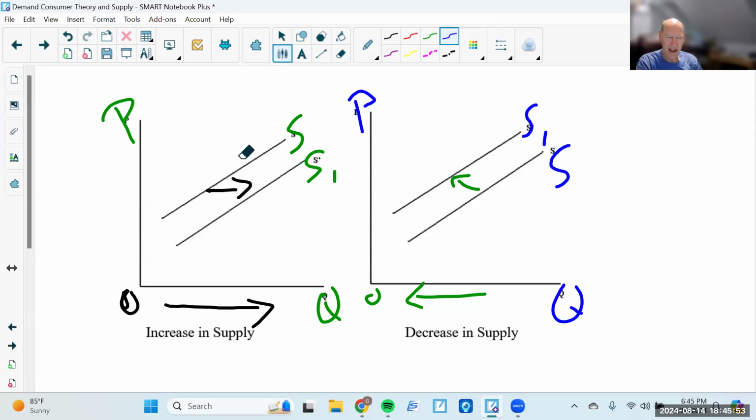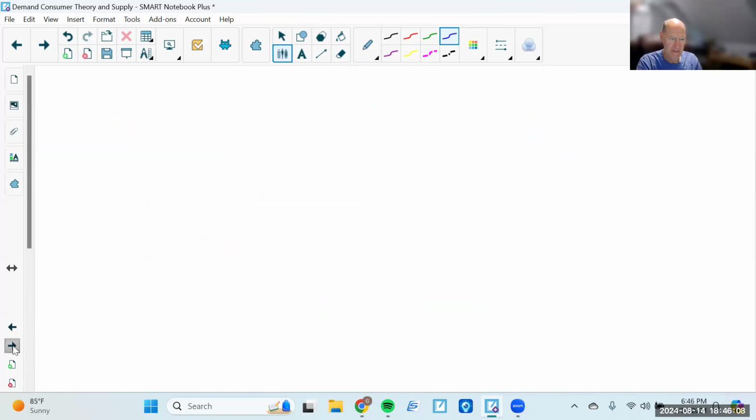So this one here should be on the right because I'm increasing. It should be the graph on the right. But it's just why I drew it. This is a decrease in supply. But when you shift the curves, you always shift to the right when there's an increase, and you always shift to the left when there's a decrease.